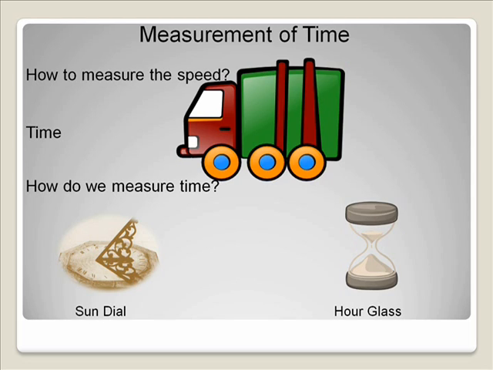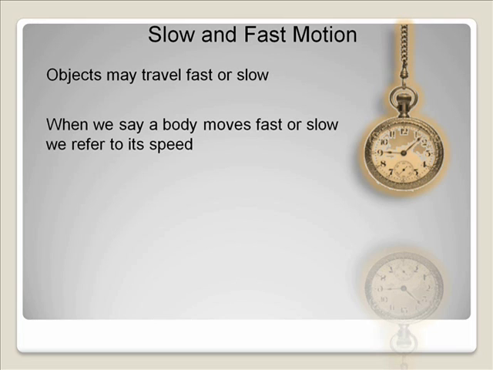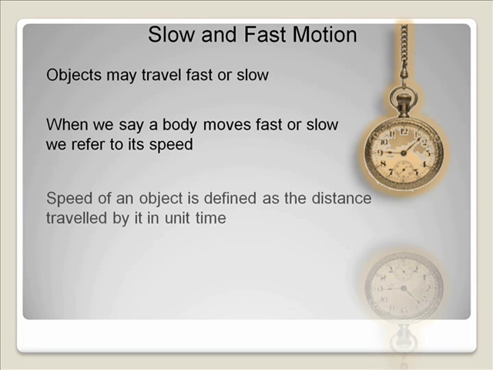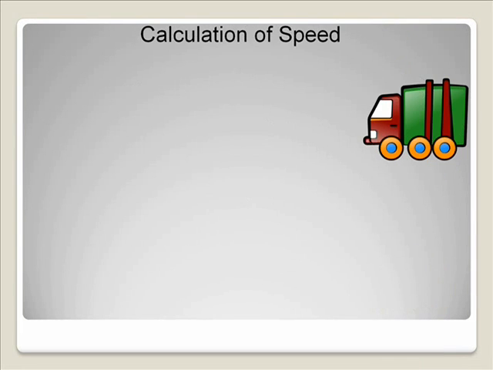So, you have learned the importance of measuring time. You have also learned about some time measuring instruments. Next, we will go on to slow and fast motion. Objects may travel fast or slow. When we say a body moves fast or slow, we refer to its speed. Speed of an object is defined as the distance traveled by it in unit time. The SI unit of speed is meter per second.